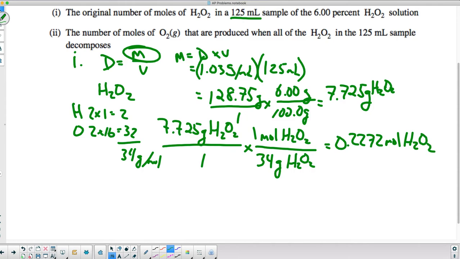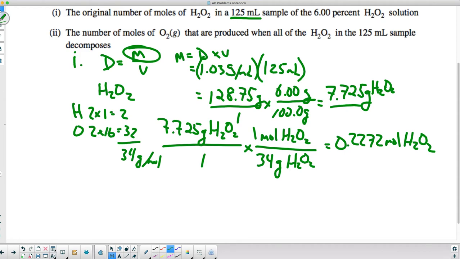Okay, so there's our first answer. A lot of calculations, none of them very difficult because we know what the formula for density is. We know how to get a percent. 6 divided by 100 is the same thing as 6%. We could have multiplied by 0.06 and gotten the same answer. So that's the number of grams in the 125 milliliter sample solution, and then we take that number of grams divided by 34 to give us the number of moles.